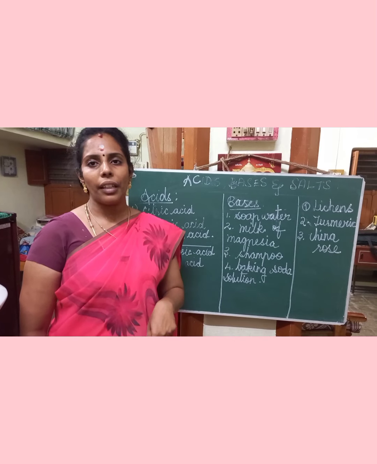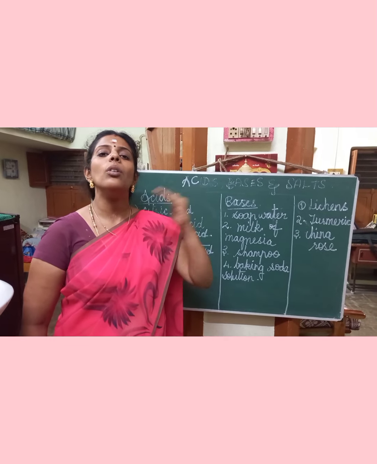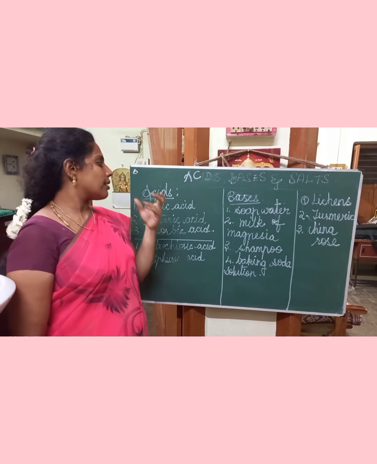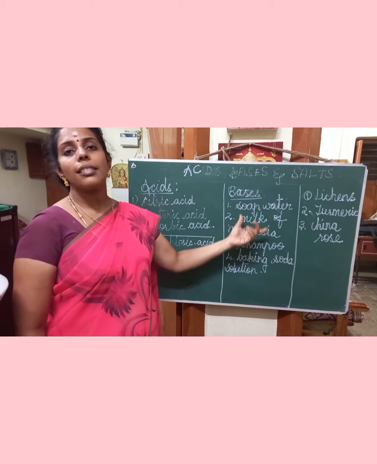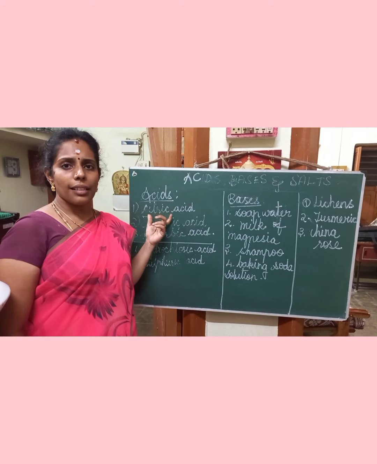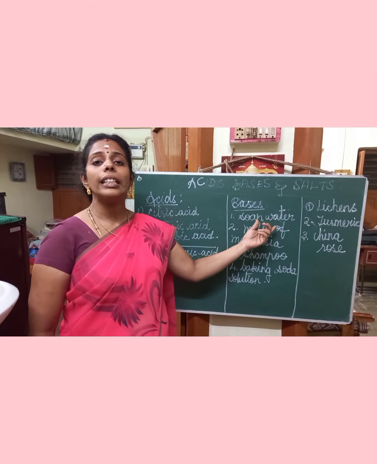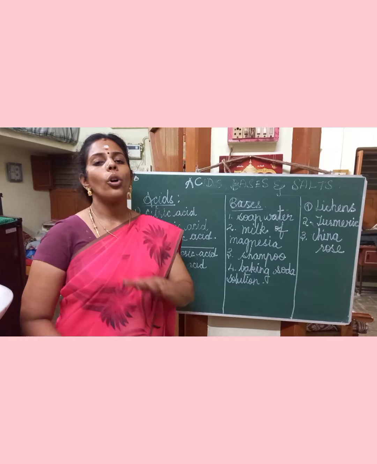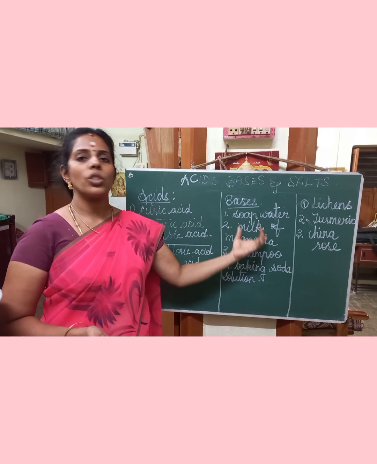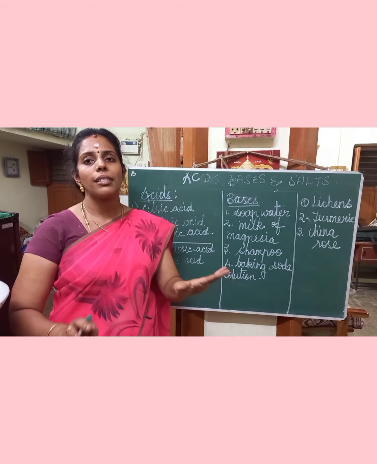What is meant by pH? Hydrogen ion concentration. If the pH is below 7, then we call it an acid. If the pH is above 7, we call it a base. Acid tastes sour. A base tastes bitter. But what I told you, you should not taste or touch. If you touch the bases, you can have a soapy feeling, but we should not touch the bases.